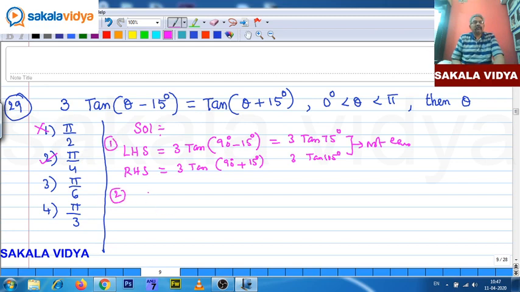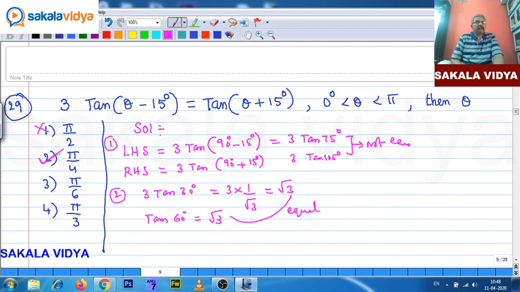Go for the second option. 3 tan of 45 minus 15, that is 30. So that is 3 times 1 by root 3. This will be root 3. Now the other side, tan of 45 plus 15, tan 60 is root 3. So both are equal. So the second option is the right option. That's all.